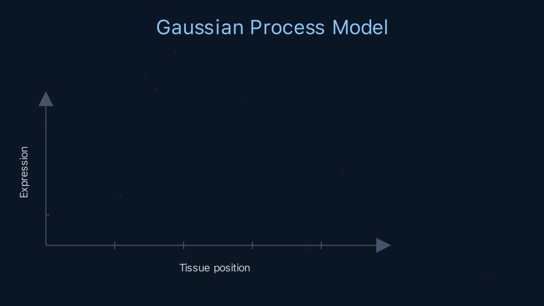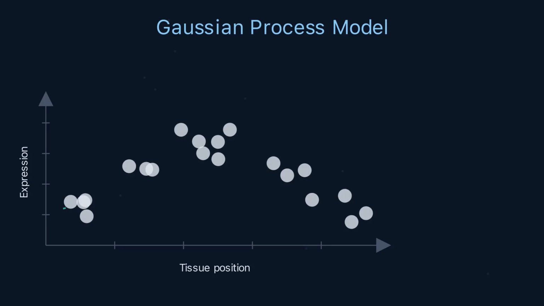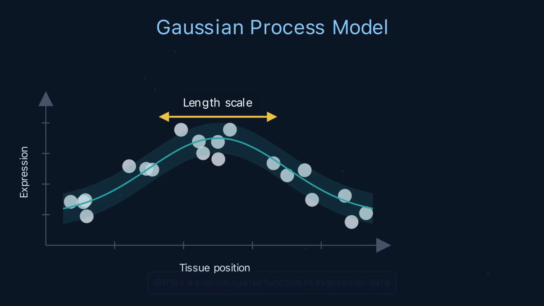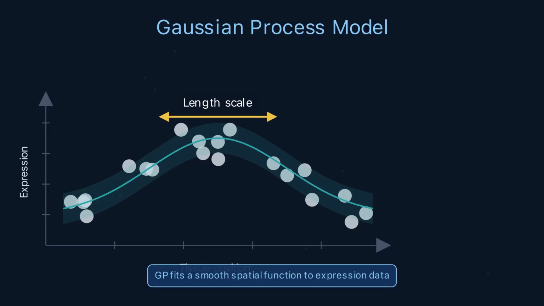SpatialDE uses Gaussian processes to model spatial patterns. For each gene, it fits a smooth function over the tissue coordinates. The key question: does this spatial model explain the data better than a flat, non-spatial model? The Gaussian process captures smooth spatial correlations. Nearby spots tend to have similar expression.